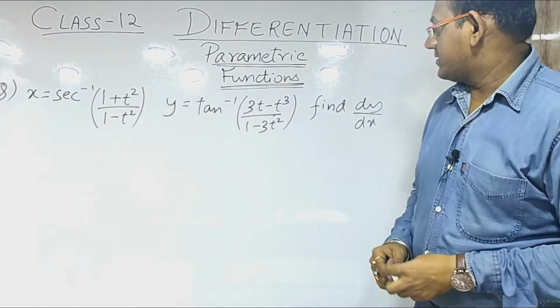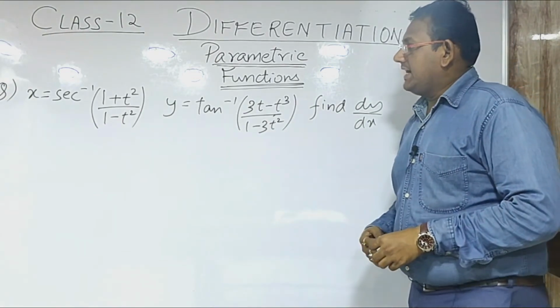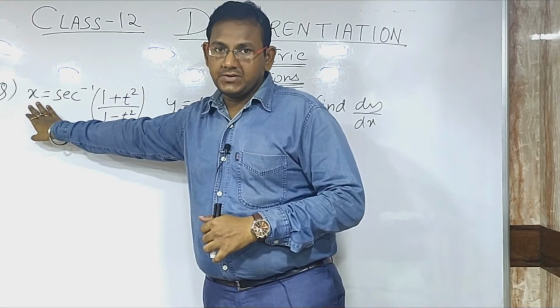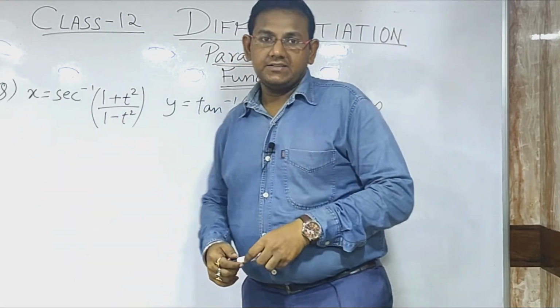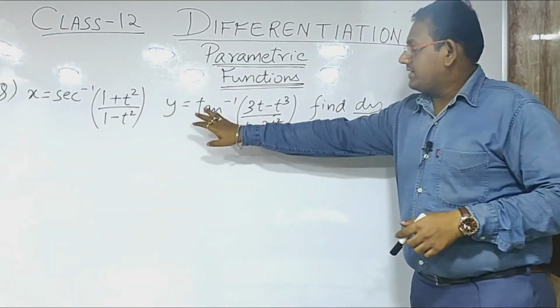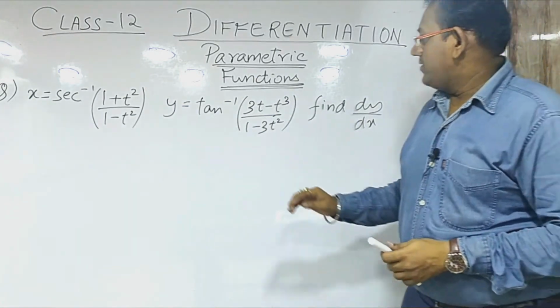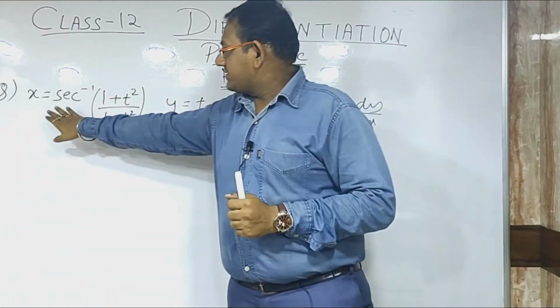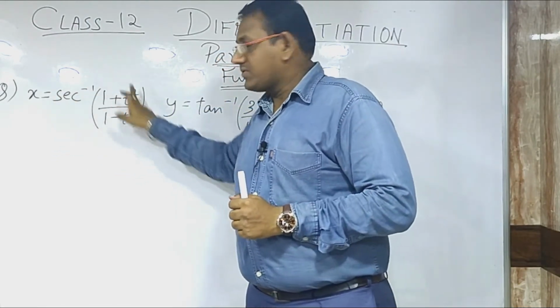Now in this particular question we have already understood that we need to differentiate x with respect to t, that is we need to find out dx by dt. Similarly we need to find out dy by dt. Now how to simplify this? The only problem is that x is dependent on t in this form.